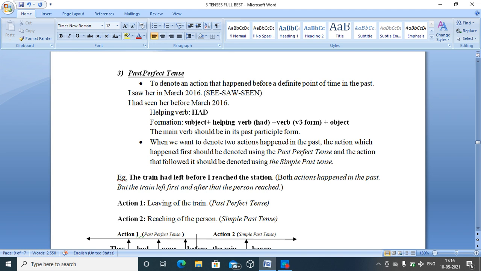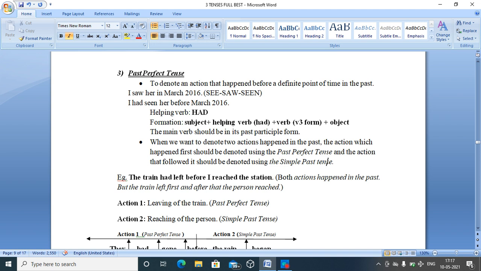Actually, we want to refer to two actions in a combined way. Not one after another, not in the mode of giving a full stop and then starting the next action. No, it's a combined form of representing them. You can refer to the action which happened first using past perfect tense and the action that followed it using simple past tense.